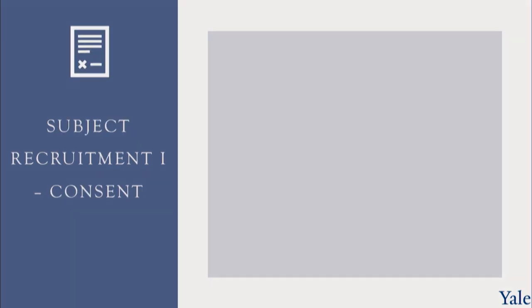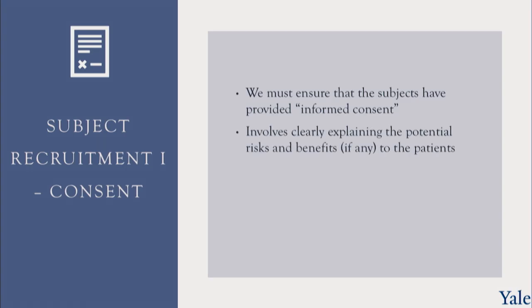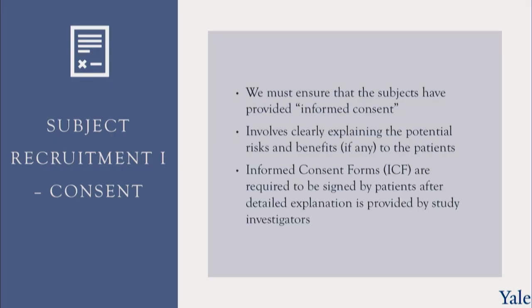So what does this mean in practice? There are two components. The first one is consent. We must ensure that the subjects have provided informed consent, that they know what risks they're entering into, and that they approve, they understand what they're getting into. So it involves clearly explaining the potential risks and benefits, if there are any benefits to the patient, and the informed consent forms are required to be signed by the patients after detailed explanation is provided by the study investigators. So we don't take advantage of our patients and ask them to undergo some experimental procedure without explaining to them in language they can understand, both the actual language, English, Spanish, whatever is appropriate, and the simplicity of the language. You have to be able to appreciate what they're getting into. That is a critical component.